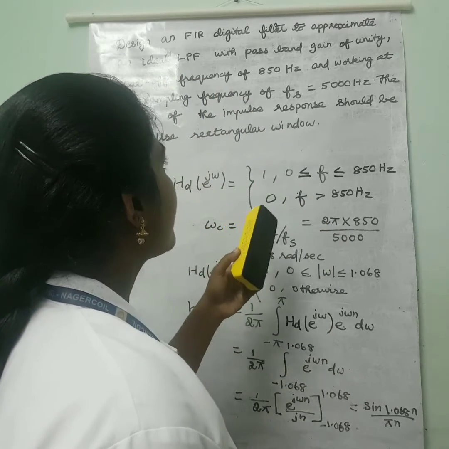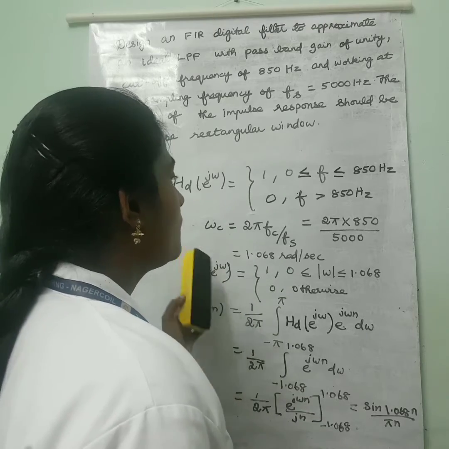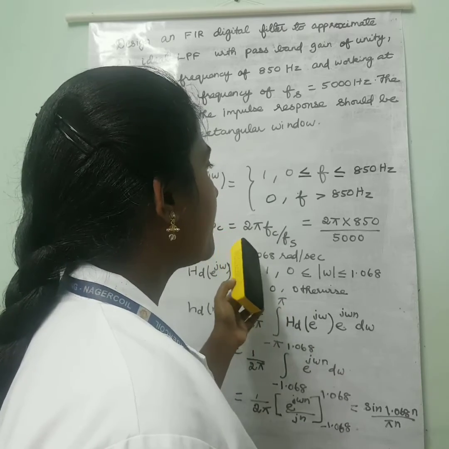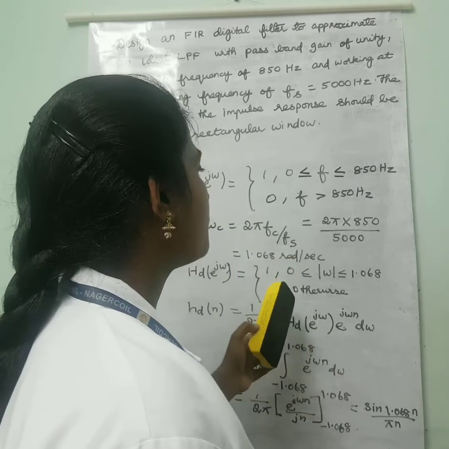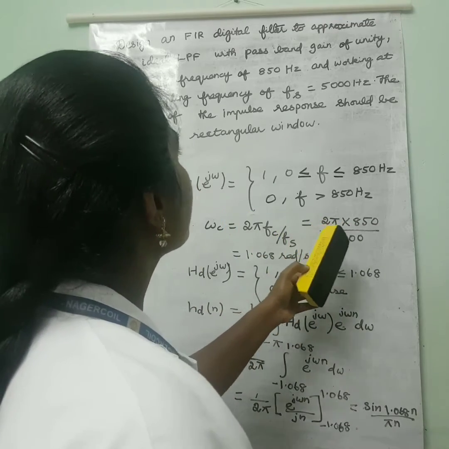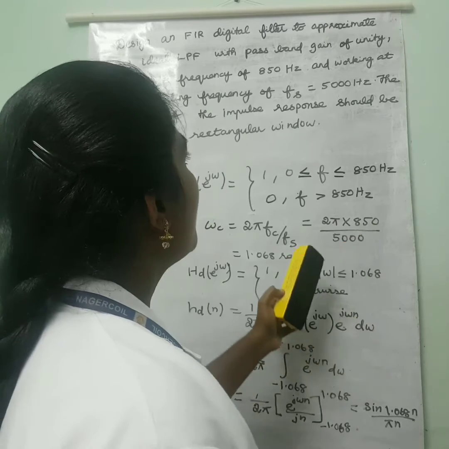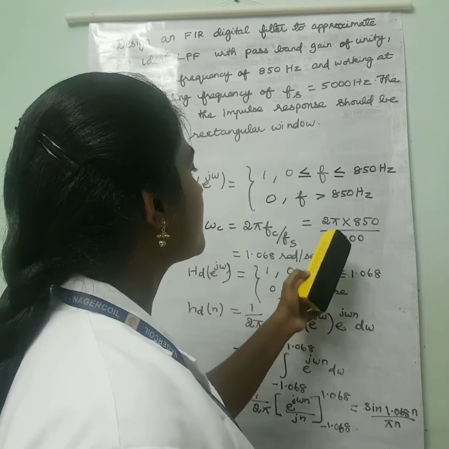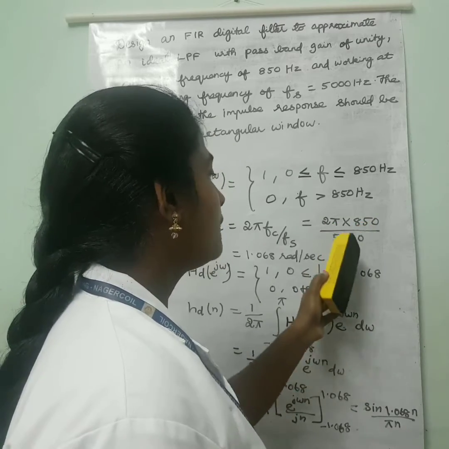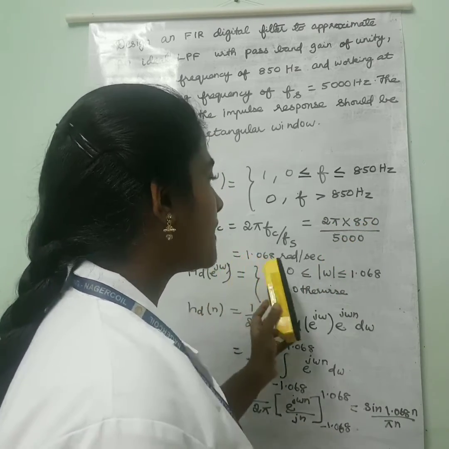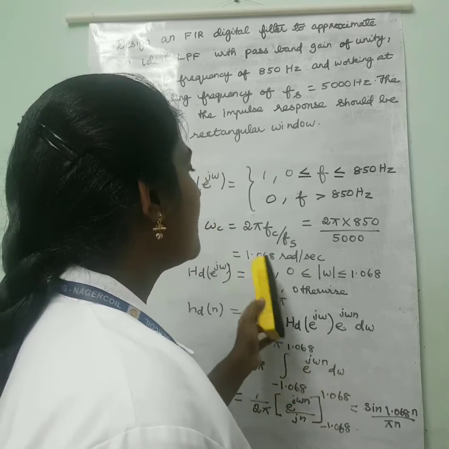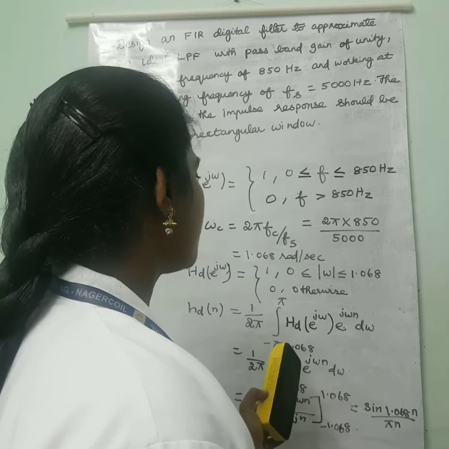Then they have given the cutoff frequency and sampling frequency. So omega c is equal to, we know the formula, omega c equal to 2 pi fc divided by fs. The cutoff frequency is 850 Hz and the sampling frequency is 5000 Hz. So 2 pi into 850 divided by 5000, you will get 1.068 radians per second. That is the unit.